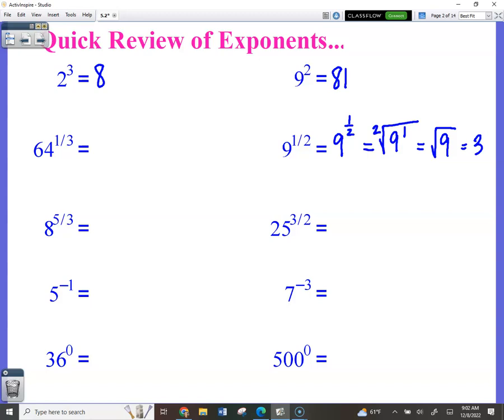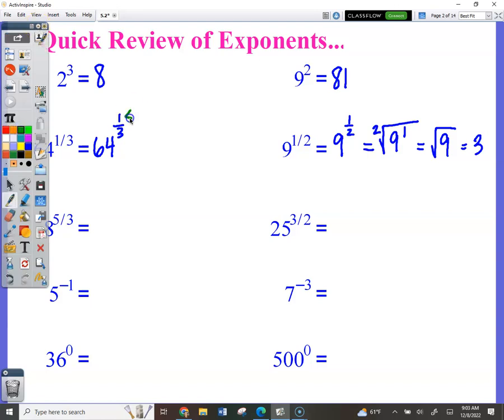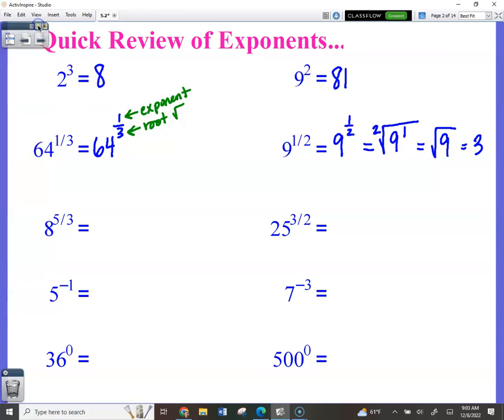Now, that one refreshed you, I hope. Come over here to this one, 64 raised to the 1/3. So I'm going to rewrite it like this, and I'm actually going to change colors and point. This is going to be your exponent. This is going to be your root. So it's going to be the cube root of 64 to the 1st power. I don't need to write the 1, right? All good? And then what is the cube root of 64? Now, how do you type that in your calculator?